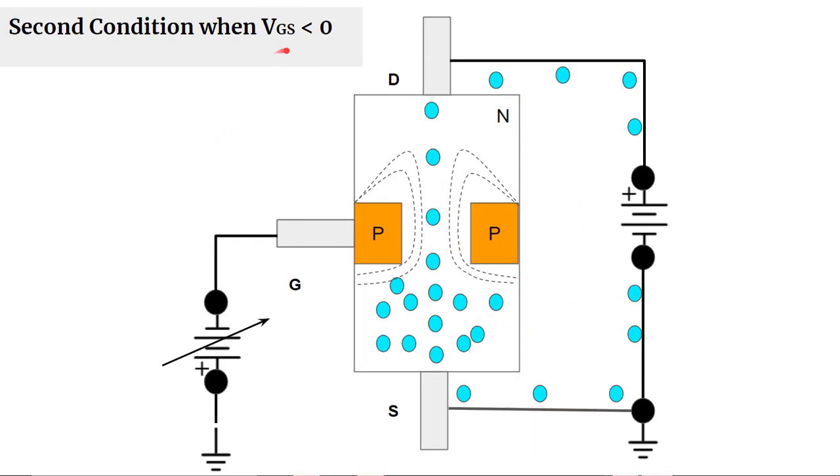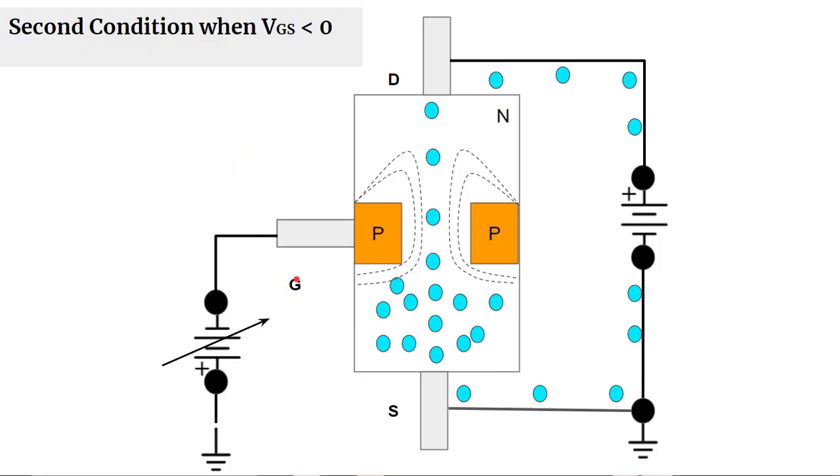So now the gate to source voltage is less than 0. This is the second condition. Actually this is the proper way we operate the junction field effect transistor. In the previous slide we assumed that the gate to source voltage is 0, just for the sake of understanding the proper function of JFET, but this is the proper way to operate a JFET. We apply the negative voltage at the gate.